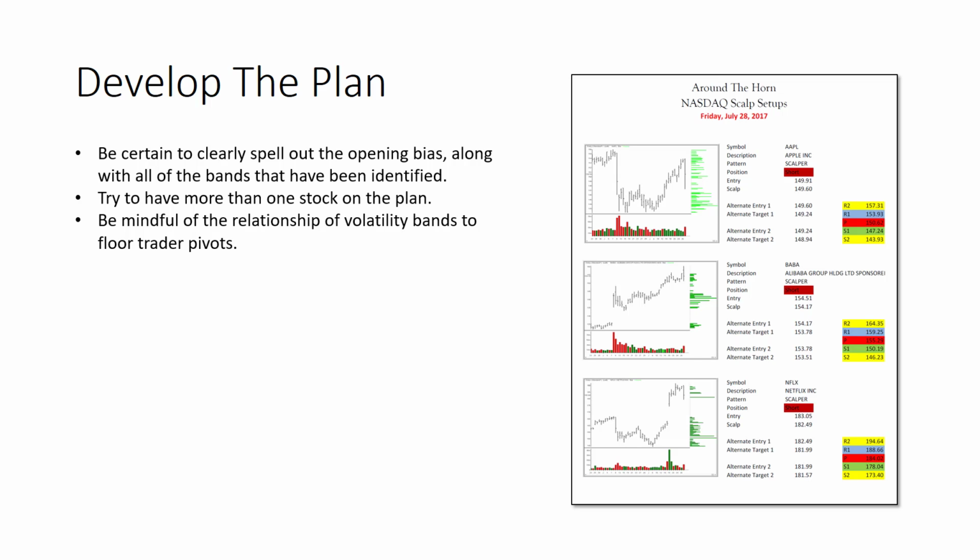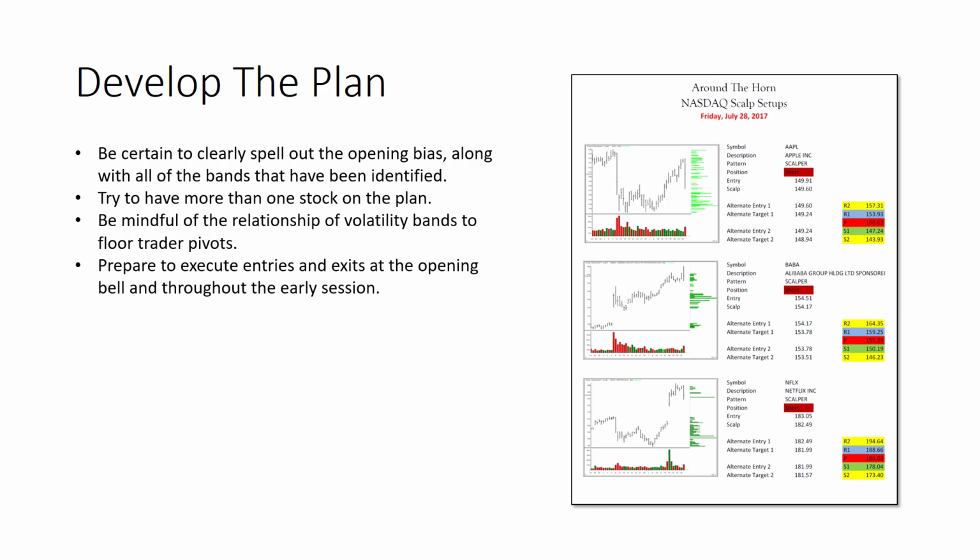The other thing that you want to make sure of is that when you're constructing this, you're mindful of the relationship between the volatility bands that you've identified and those floor trader pivots, because the pivots can bang a stock around pretty good, especially on the open. So you don't want to have a volatility band that's a penny or 2 pennies away from a pivot line so that you get triggered in and then immediately get caught up in a bounce.